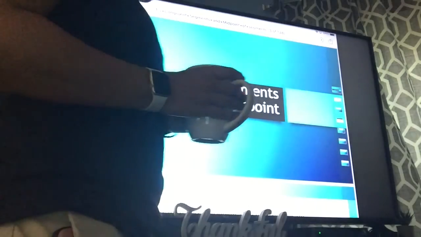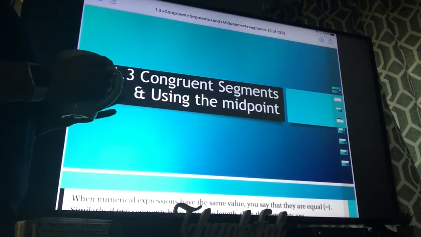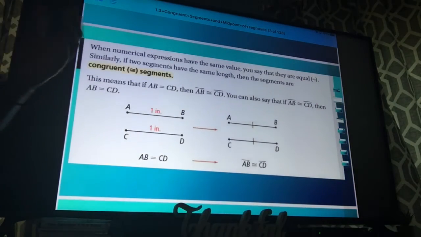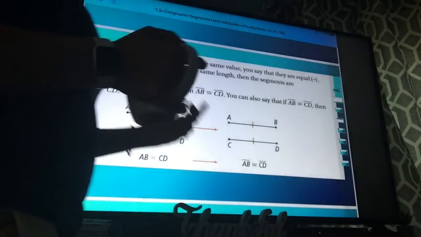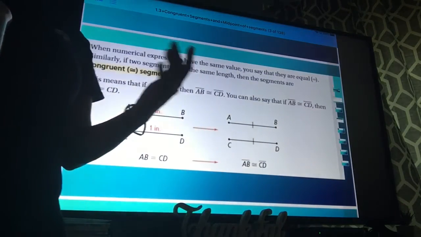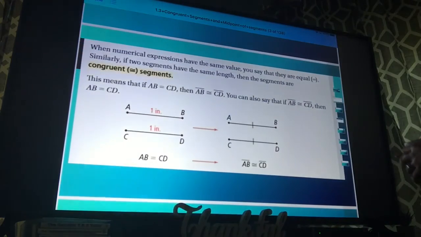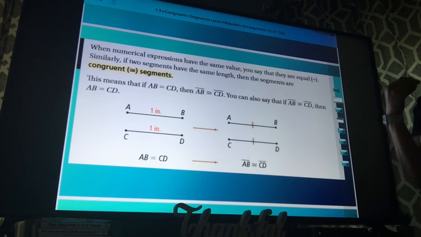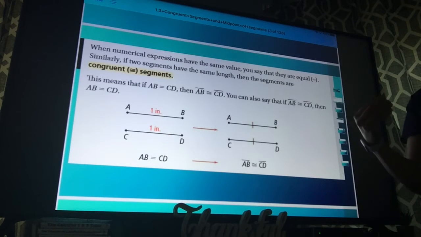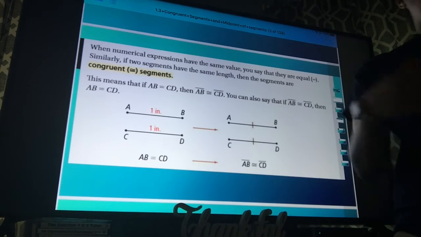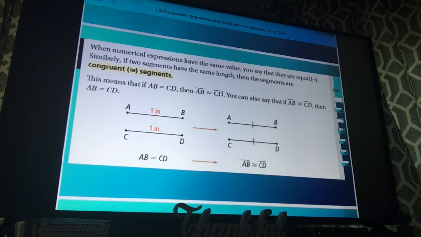Okay, so section 1.3 is about congruent segments and using the midpoint. It says when numerical expressions have the same value. A numerical expression is like, I don't know, 2x plus 5 equals 4x plus 5 or something. If they have the same value, you can say that they are equal. So 4 equals 4. If you work that out and get all the x's to one side and all the numbers to the other side, and it works out, you can say that they're equal. If two segments have the same lengths, then they are congruent segments.